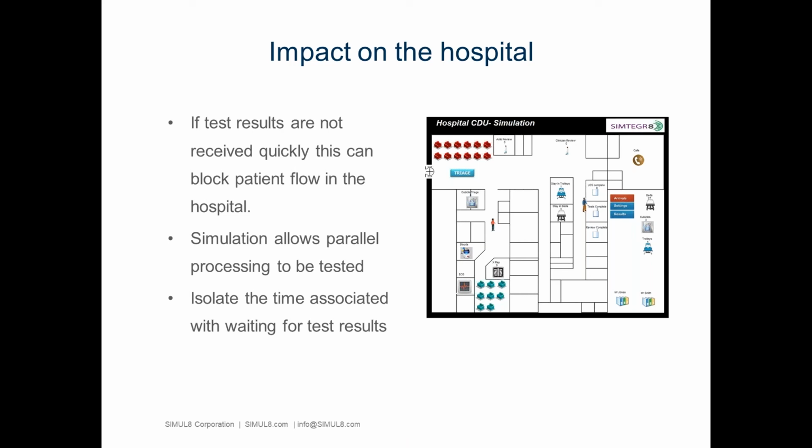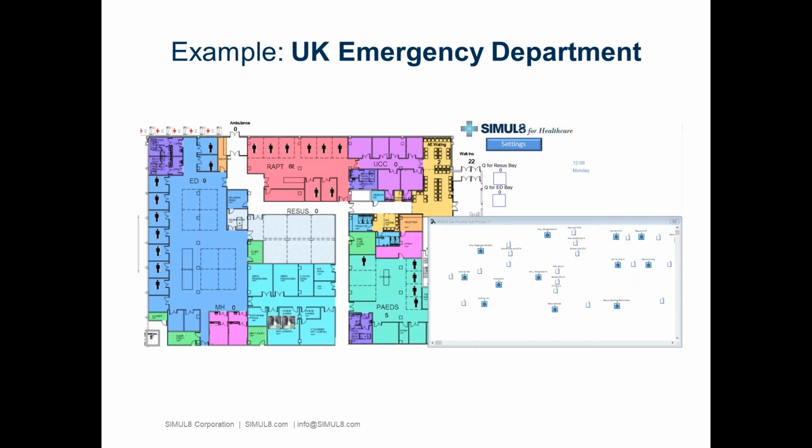So finally, a good use of simulation, and the one we see all the time, is the impact on the hospital. It's really important that patients get their results accurately, but also as quickly as possible, because we don't want to block the flows in the hospital, especially when there are such strict targets all over the world, especially around emergency departments. We don't want to do anything that's going to stop the flow. So simulation is really good for this.